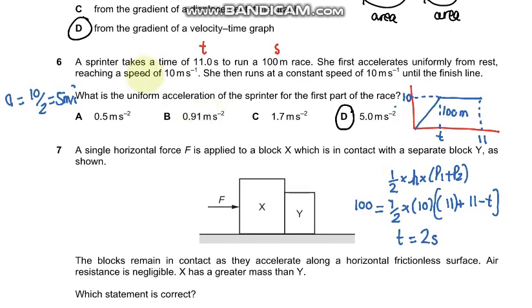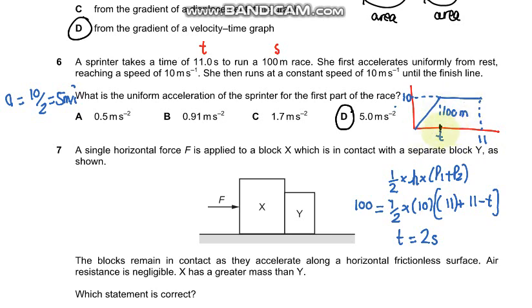Question number 6 says that a sprinter takes a time of 11 seconds to run a 100-meter race. She accelerates uniformly from rest, reaching a speed of 10. She then runs at a constant speed of 10 until the finish line. What is the uniform acceleration? Now, 100 meter is the distance, on the velocity-time graph 11 seconds is the total time, and t is the time at which it gets to the constant speed.